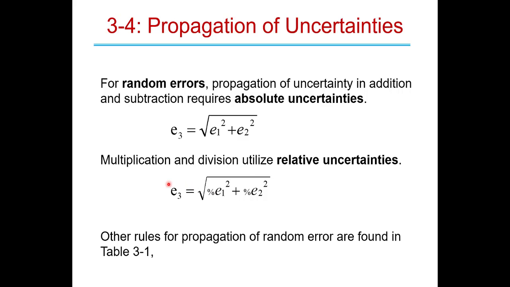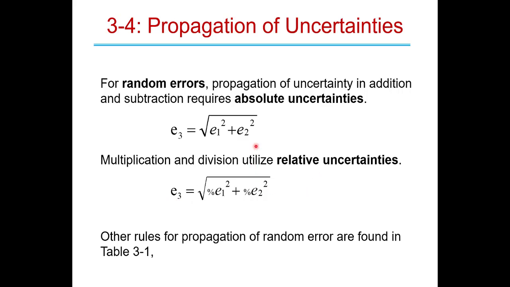And technically, I should fix this. This is going to be the percent relative uncertainty in 3. So if you're taking notes on this right now, write a percent sign right here. So percent E3. So that will be, again, relative uncertainty.